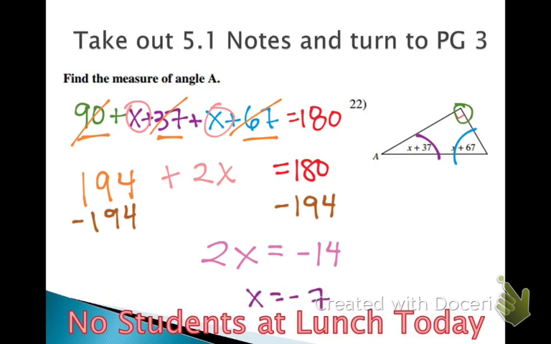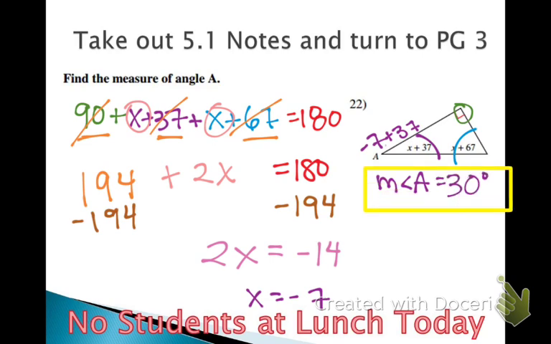Did it ask what x was? No, it asked the measure of angle A. It says it right here. So I'm going to plug it in. So angle A used to be x plus 37. So we're going to plug in negative 7. What is negative 7 plus 37? 30 degrees. Good.